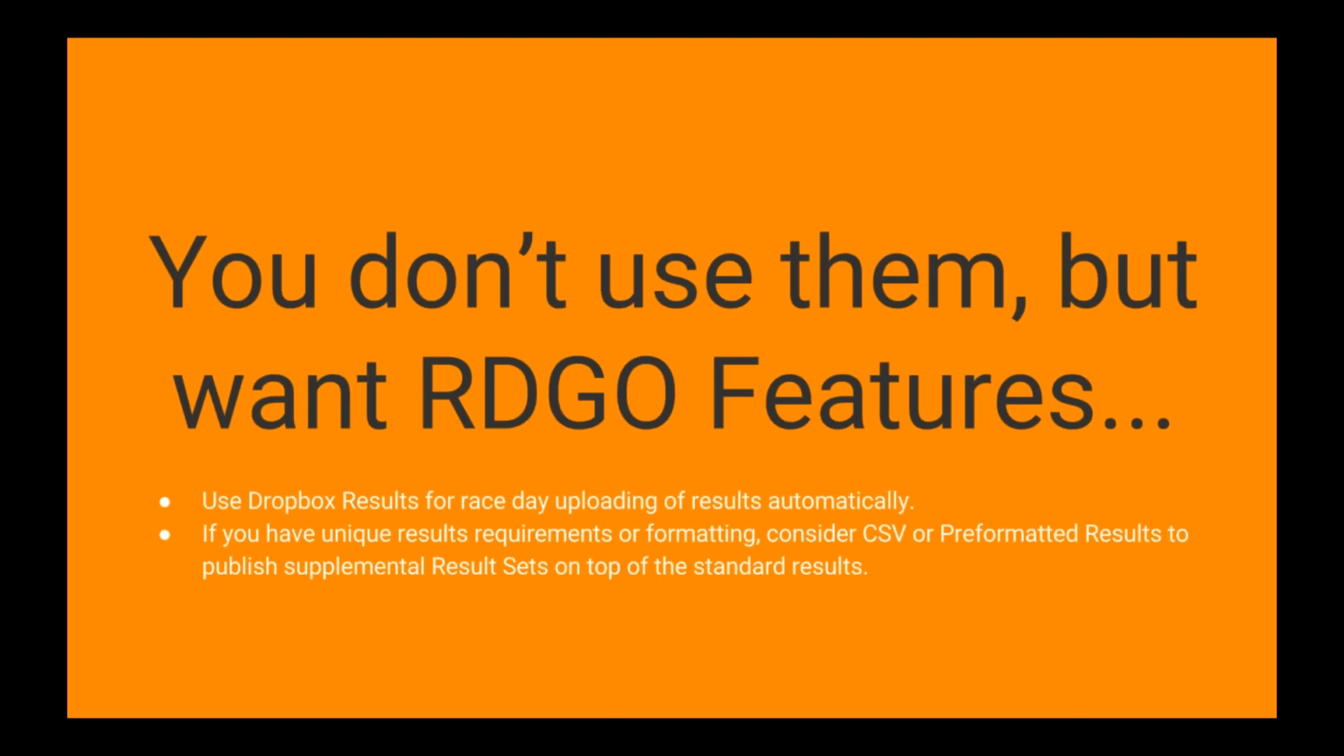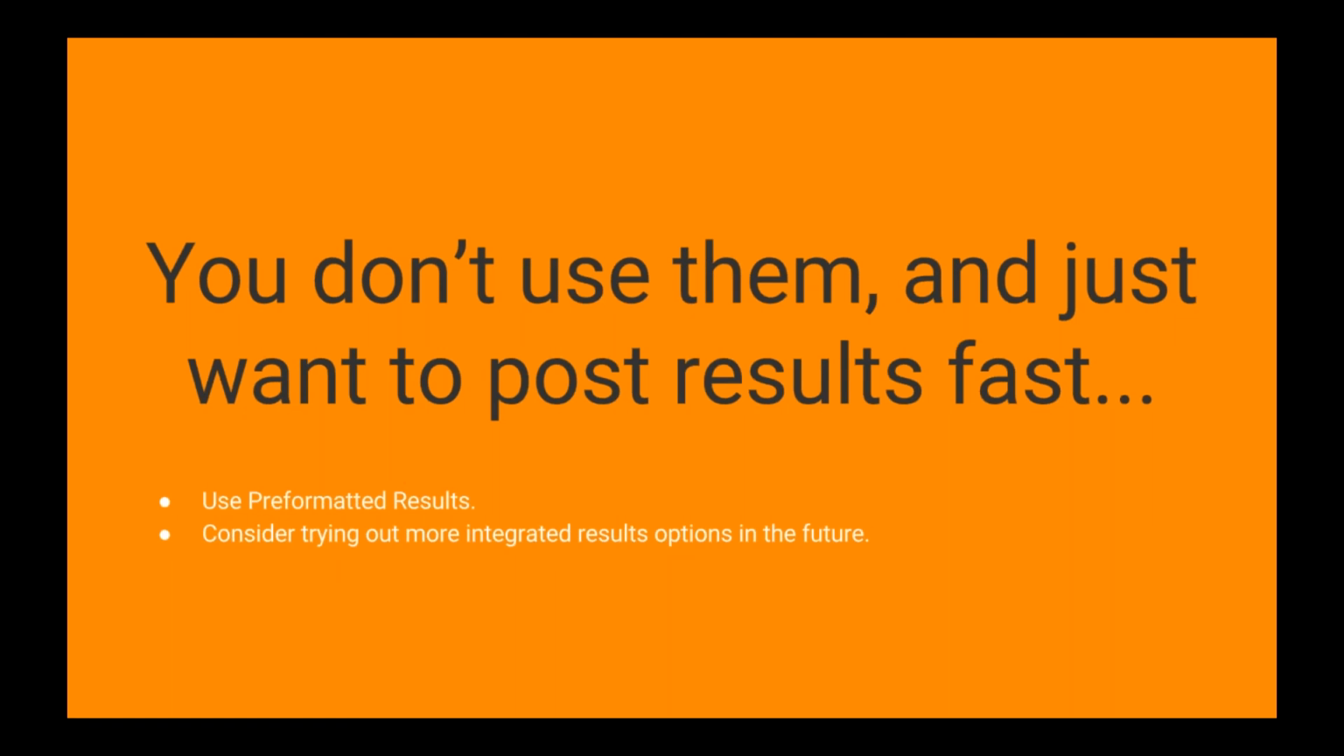And I apologize, preformatted results shouldn't be in there. Those don't include the RaceDay Go features. And finally, if you don't use those scoring softwares and you just want to post results fast, just use preformatted results. It's really simple. You just browse for a file on your desktop and then it uploads automatically. Now maybe in the future, consider trying out some more integrated results options, but if that's the only option you've got, it still works really well.